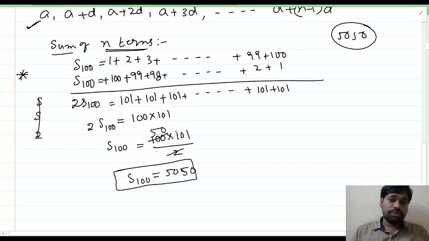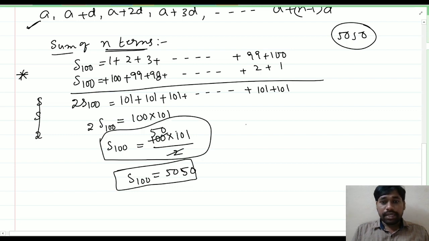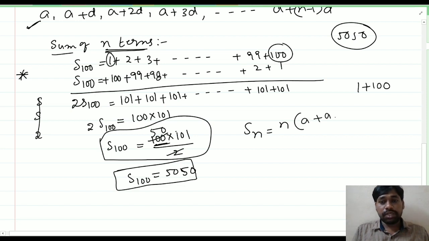Similarly, we can derive the formula. What is this sequence? This is nothing but our formula; we can write it. The sum of 100 terms, like n terms, where n is the number of terms, 100. So n terms into 101, which can be written as 1 plus 100. What is 1? 1 is the first term, a, and 100 is the last term, an. So it is n by 2 into a plus an. This is nothing but the sum of terms formula.